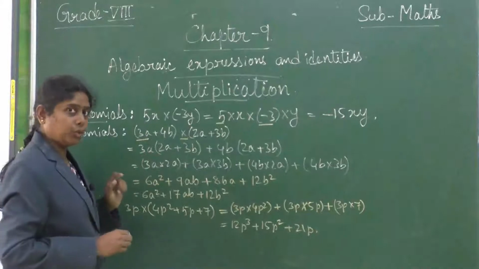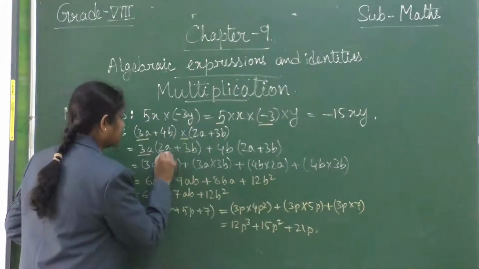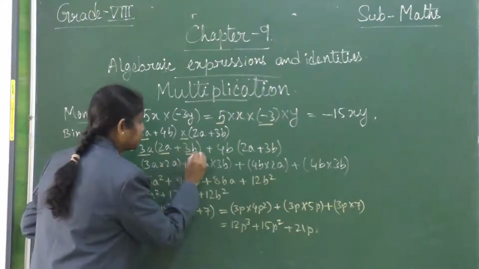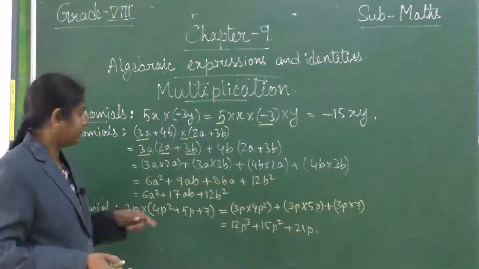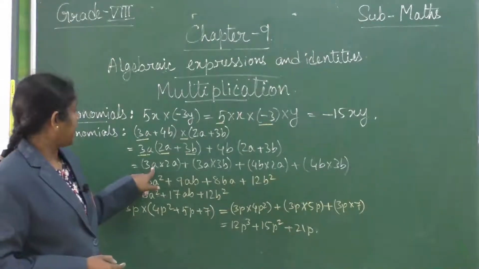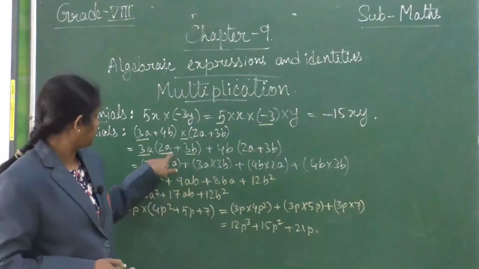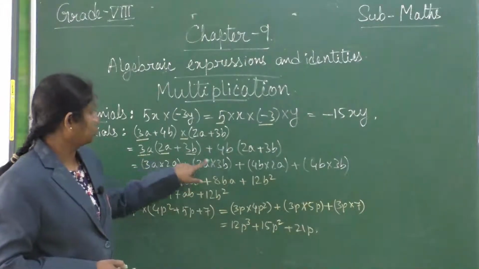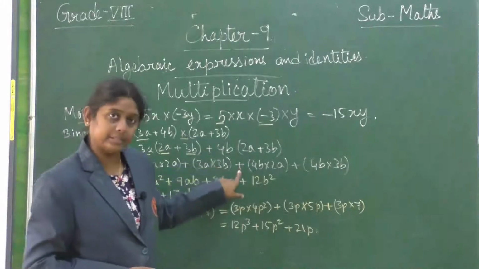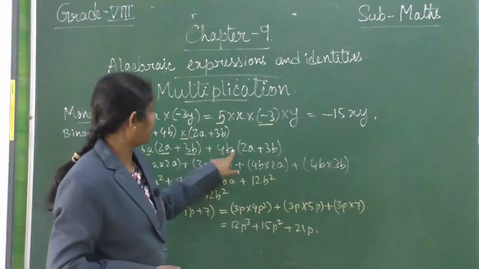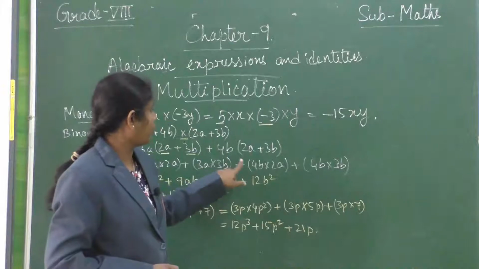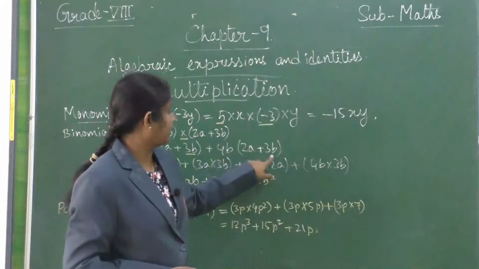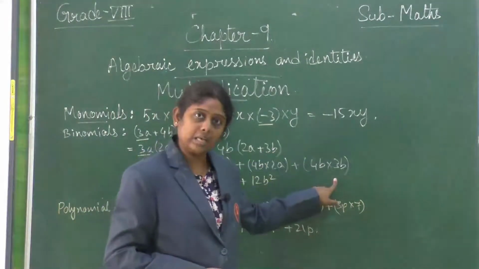Now what we will do in the next step, we will take 3e and 2e together in the bracket, and next 3e and 3b together in the second bracket. So it will come like, first bracket 3e into 2a, plus sign here it is coming, then 3a into 3b, plus sign here it is coming, then 4b into 2a, plus sign here it is coming, and 4b into 3b in the last term.